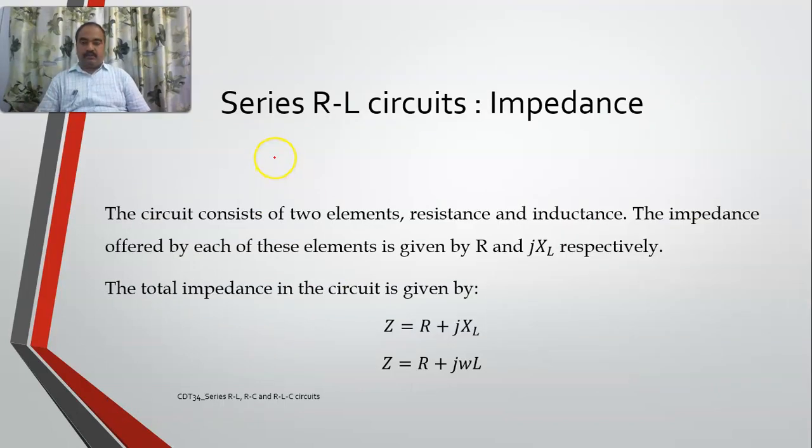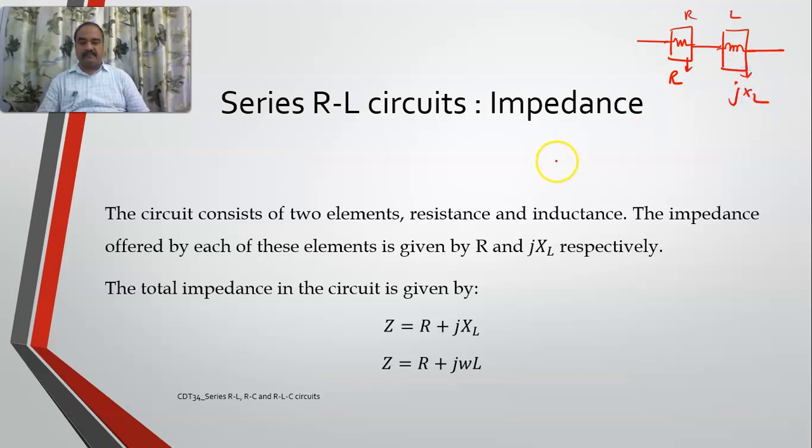Now, what is the impedance of the circuit? We have two elements, one is R, the other one is L. This is R, this is inductance L. The impedance offered by R is R, whereas the impedance offered by L is jXL.